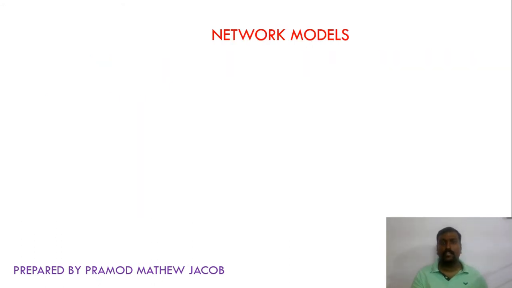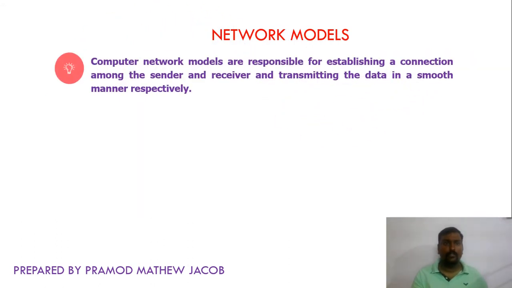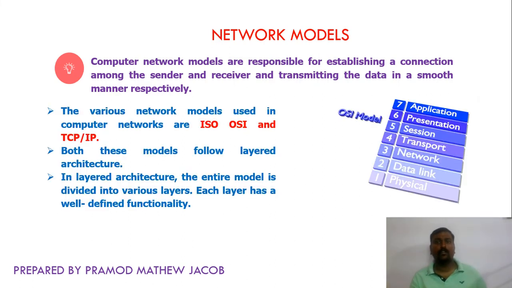Next, let's see what is a network model. Computer network models are responsible for establishing a connection among the sender and the receiver for transmitting the data in an easier manner. The various standard network models used are ISO OSI and TCP/IP. Both these models follow layered architecture. In layered architecture, the entire system is divided into various layers. Each layer has a well-defined functionality.